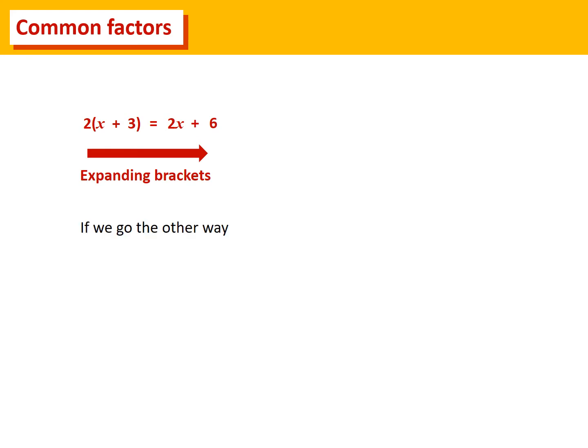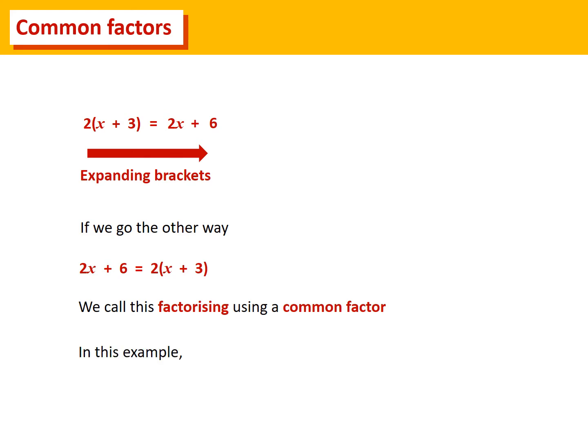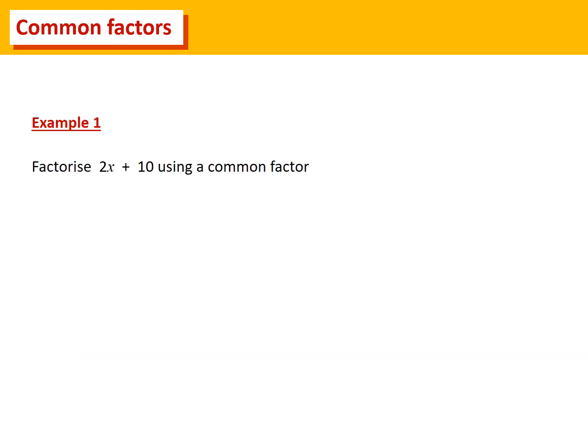But if we work the other way, i.e. we take the expression on the right hand side, 2x plus 6, and we rewrite it as 2 lots of x plus 3, that's called factorising. And it's factorising using a common factor, where 2 is the common factor, because 2 can divide into both 2x and 6. So that's what we're trying to do in today's lesson.